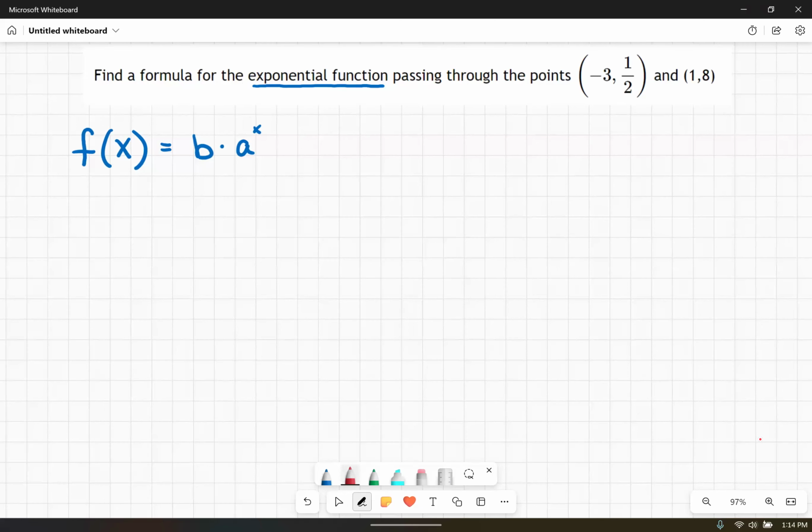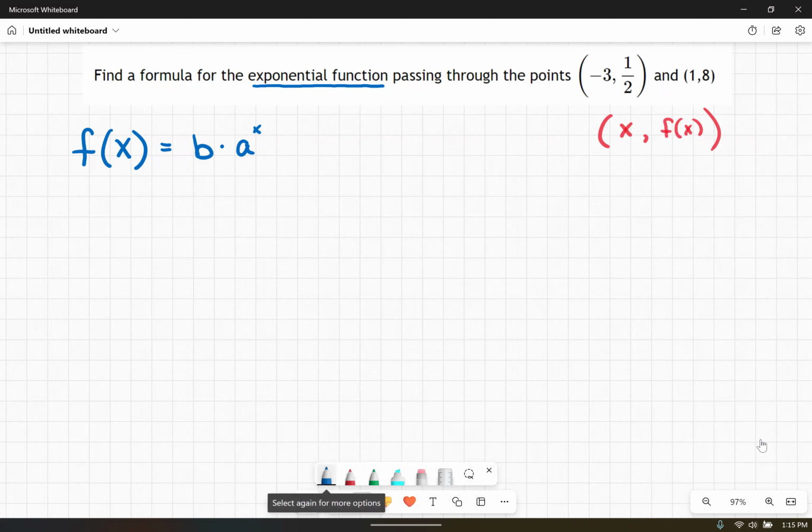Now, each one of these points is an x and a y, but we're not talking about equations. We're talking about functions. So we don't say x and y. We say x and f of x. So we have two input-output pairs. These are points on the graph. So let's see. I'll start with the (1, 8). That just looks like it's a little bit easier to work with.